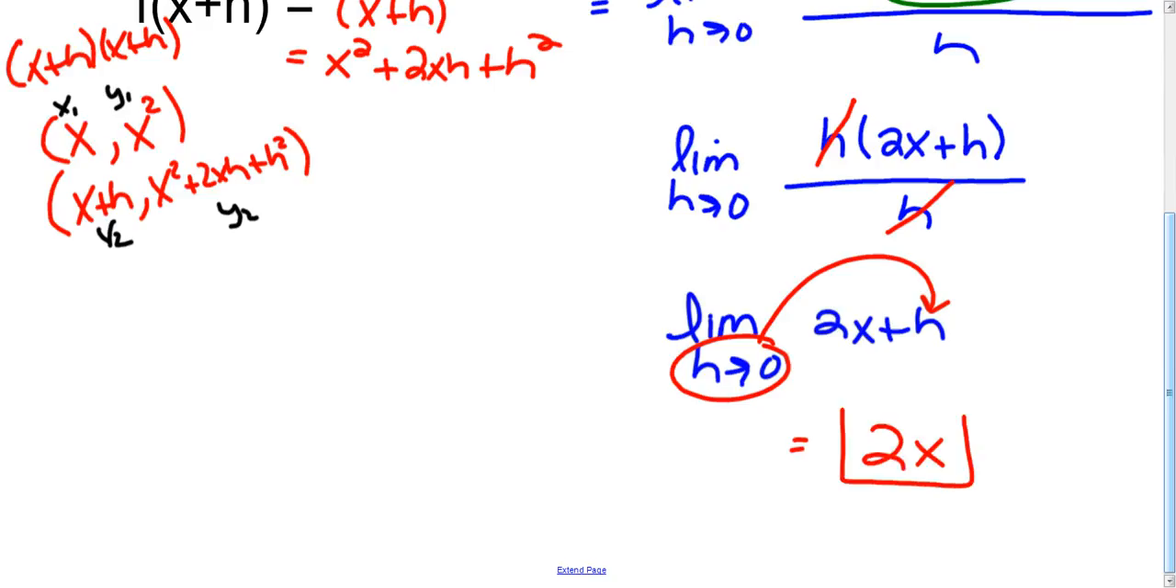What this does is it gives me a formula now to be able to find the instantaneous velocity or the derivative or the slope of the tangent line at any x value I choose. So now I know if x is 3, I can just do 2 times 3 and get 6. If x is 5, I can do 2 times 5 and get 10. Okay, at any x value I choose, I can now find the derivative, which is also the slope of the tangent line, which is also the instantaneous velocity at that point.